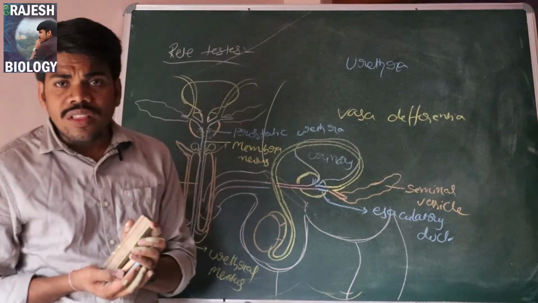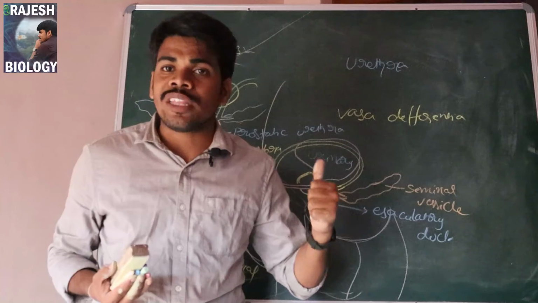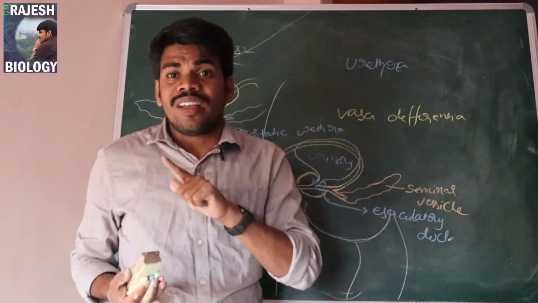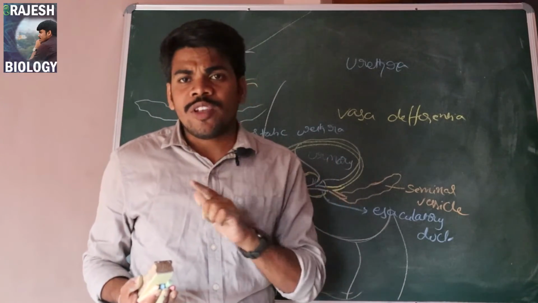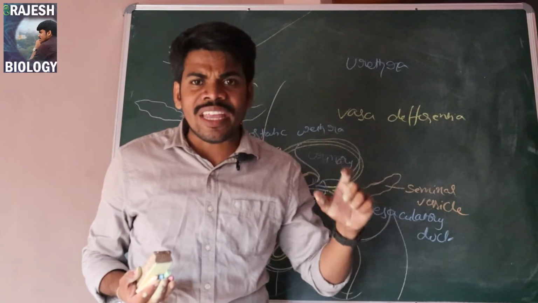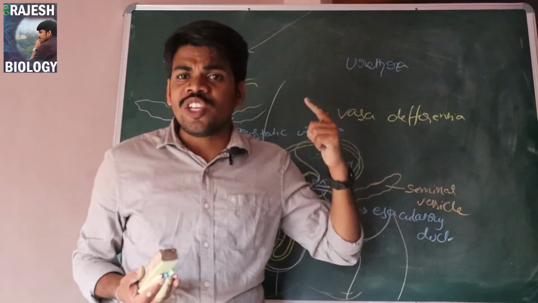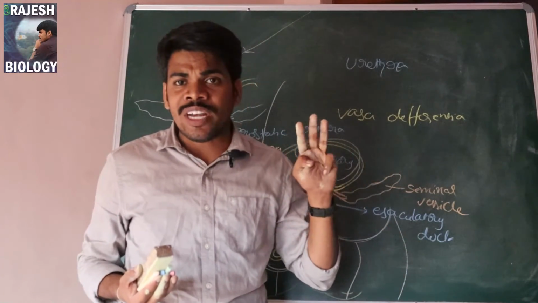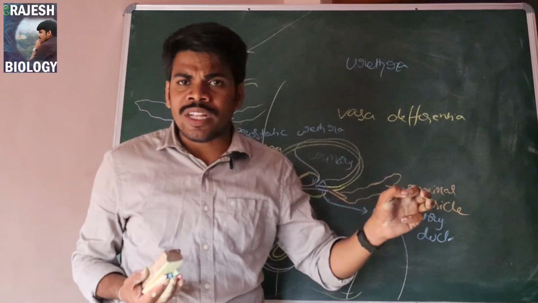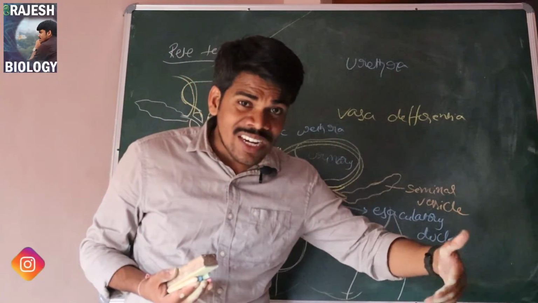So in this class we discussed the rete testis, which is a network of capillaries which collect the sperm cells from the seminiferous tubules. Second, the vasa efferentia, which opens into the epididymis through the mediastinum testis. Mediastinum testis is the area where there is no tunica vaginalis covering. The epididymis is divided into three parts: caput, corpus, and cauda, and it gives the time and space for sperm cell maturity. Then the epididymis opens into the vasa deferentia.